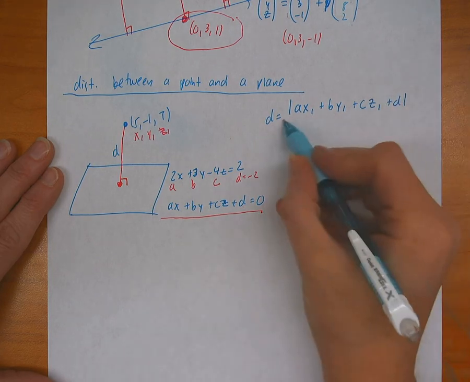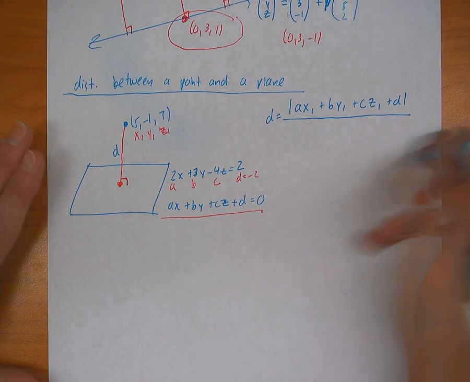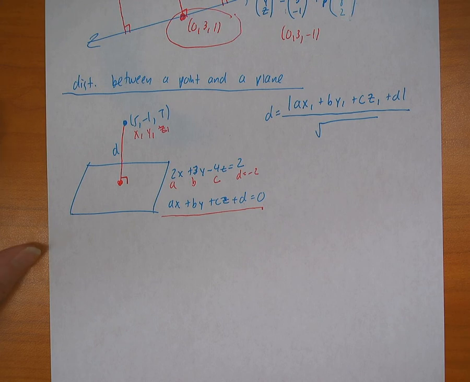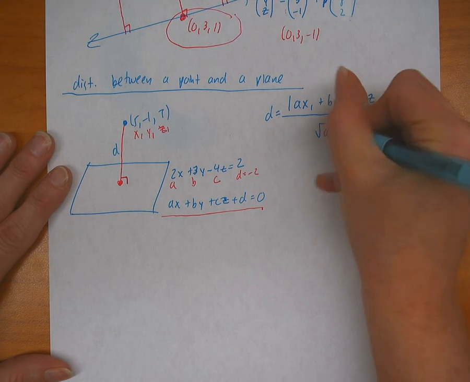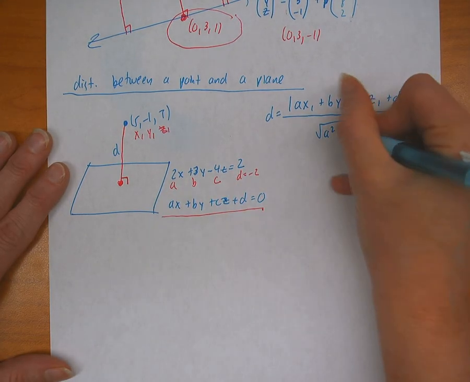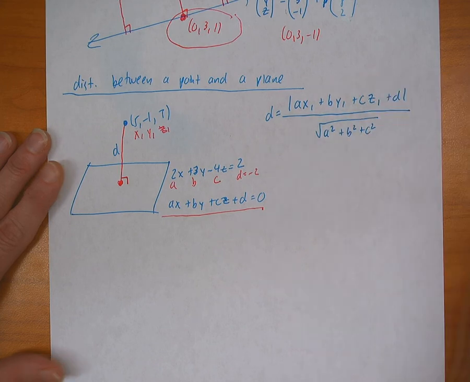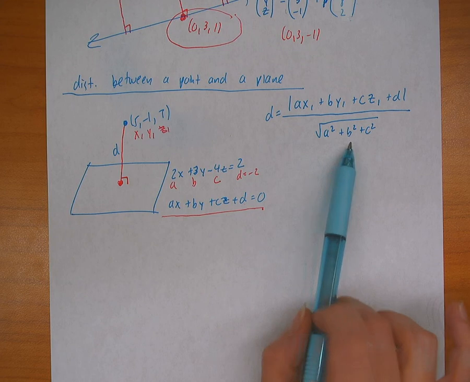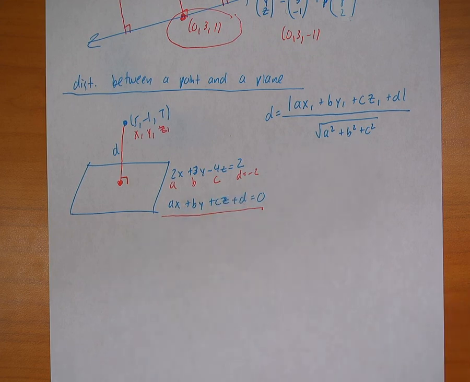I'm not going to do the proof of this formula just because of time. We've got a lot to fit in, kind of out of time in terms of getting ready for our exam. So know that there is a proof, but we're not going to worry about it. And then you're going to divide by the square root of a squared plus b squared plus c squared. So you're using the distance formula for the normal on the denominator.